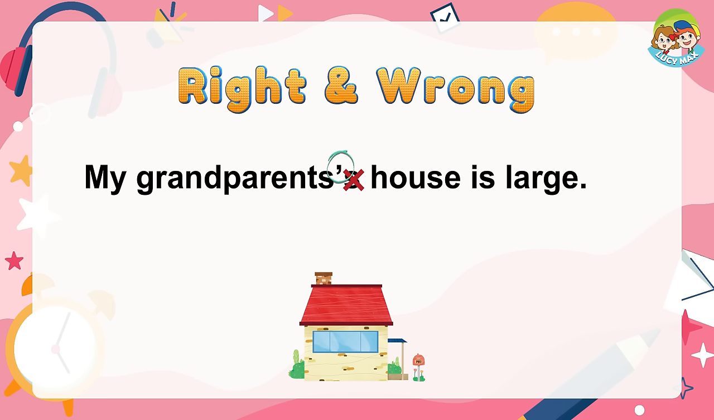Don't blank on the bed. We have don't. We need a base verb. The answer is jump. Don't jump on the bed. Blank, honest. Honest is an adjective, so we use be. Be honest.